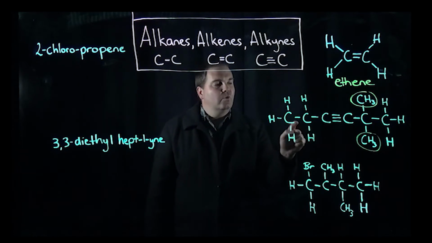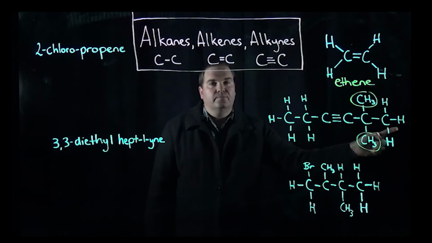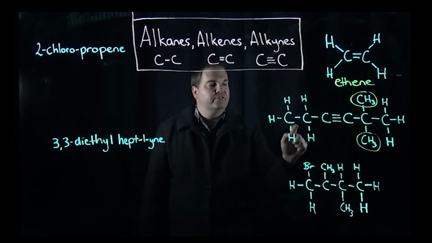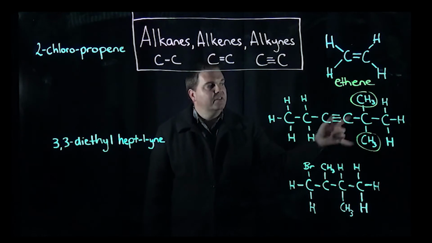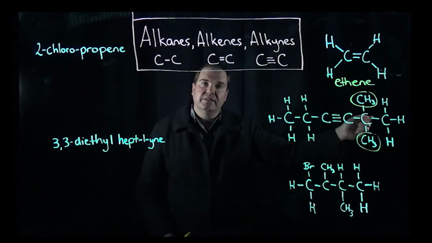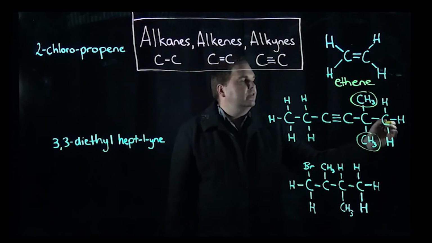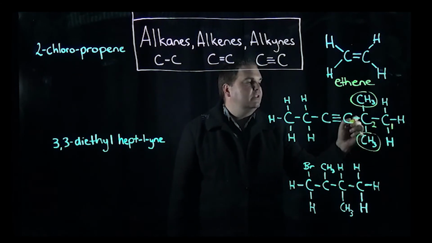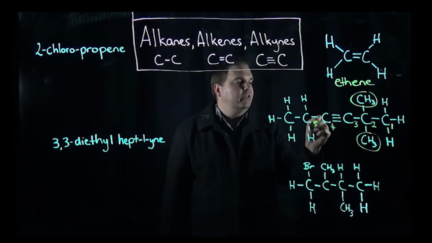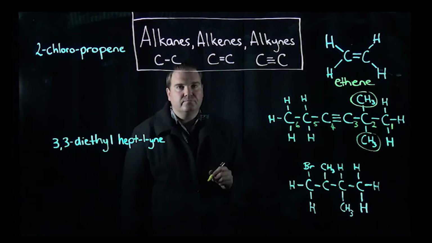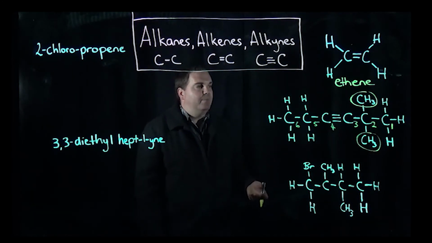Okay, so we could go 1, 2, 3, 4, 5, 6, or we could go 1, 2, 3, 4, 5, 6. In this case, it's not going to change where the triple bond is. However, these 2 side chains are closest to this end. So we're actually going to start numbering from down here. So that's our first, second, third, fourth, fifth, and 6th carbon that way. So then we go through and name our molecule.